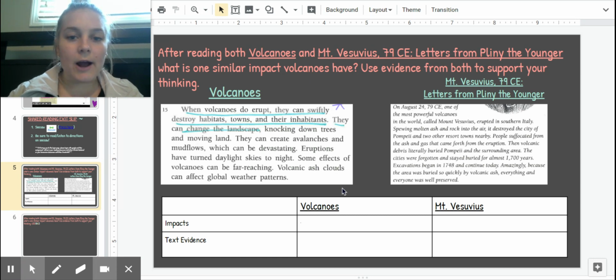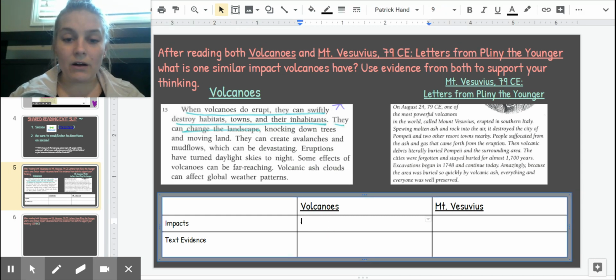When volcanoes do erupt, they can swiftly destroy habitats, towns, and their inhabitants. They can change the landscapes, knocking down trees and moving land. They can create avalanches and mud flows, which can be devastating. Eruptions have turned daylight skies to night. Some effects of volcanoes can be far reaching. Volcanic ash clouds can affect global weather patterns. So, volcanoes have an effect, or an impact, on many things.